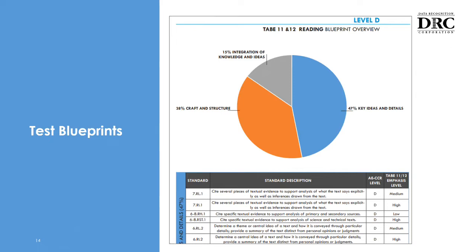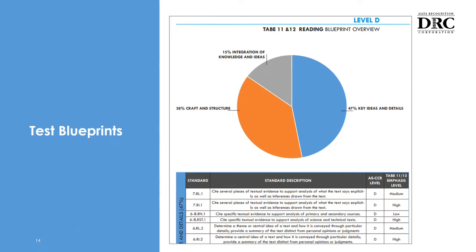These pie sections on the blueprints are also broken out down below in the shaded areas, the color corresponding areas. And now we see the sub skills that are being addressed within that 47% of key ideas and details. And what we see on the far right hand side is a couple of high emphasis areas, a couple of medium emphasis areas, and then a few low emphasis. That relates to how many questions are being used within that 47%.